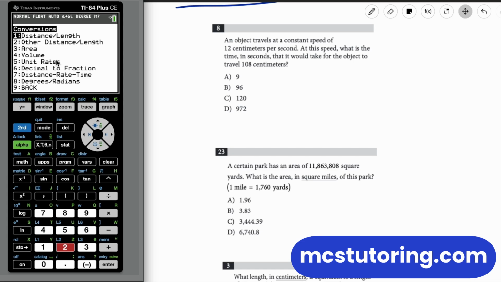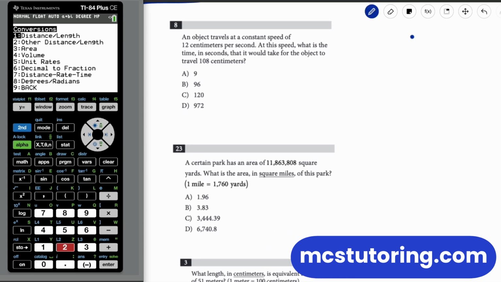We'll do one of those. It's like 42 copies per minute is how many copies per hour. Decimal to fraction does a conversion, so if you have like 0.125, it converts to a fraction. Distance rate time stuff, so if you have questions like that, speed is rate, by the way. And then degrees and radians. So without further ado, let's get started on some of these.